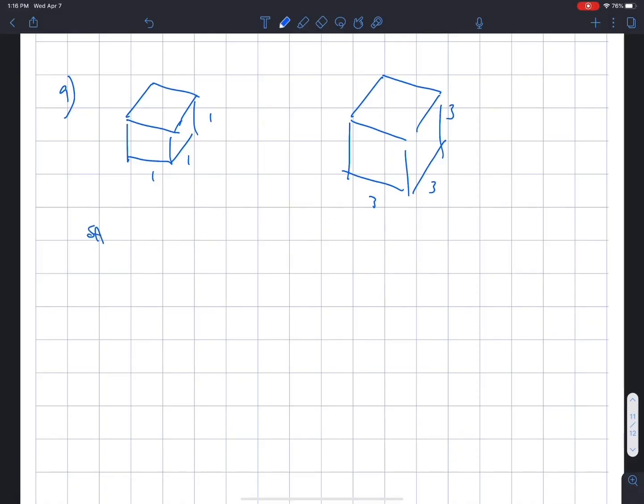So I can say surface area is going to be 1 times 1, which is the area of one face. And in a cube, all the faces are the same. We have 6 of them, so we just multiply by 6. For the other one, the area of one face is 3 times 3, and again we have 6 faces. So this will be 9 times 6, 54. And then 54 divided by 6 is 9. Therefore, the surface area is 9 times greater.